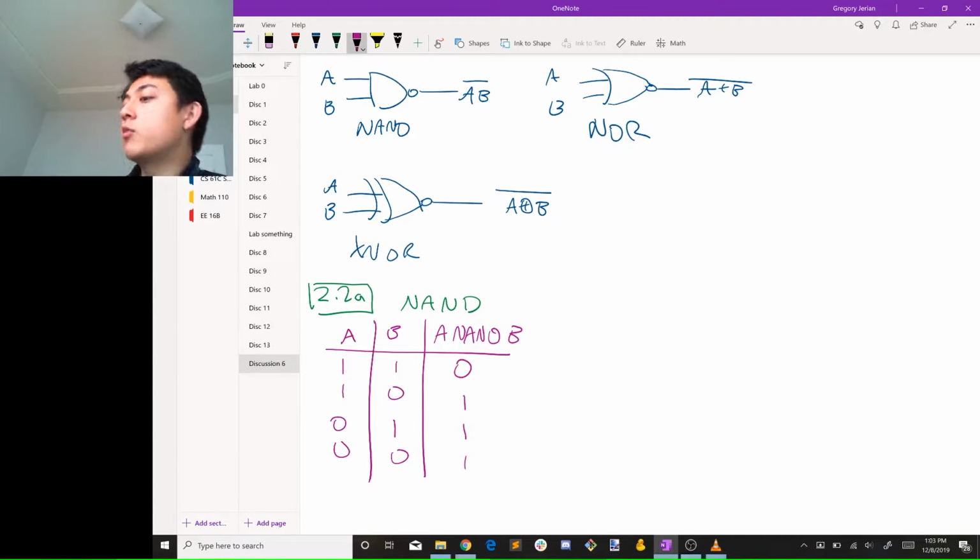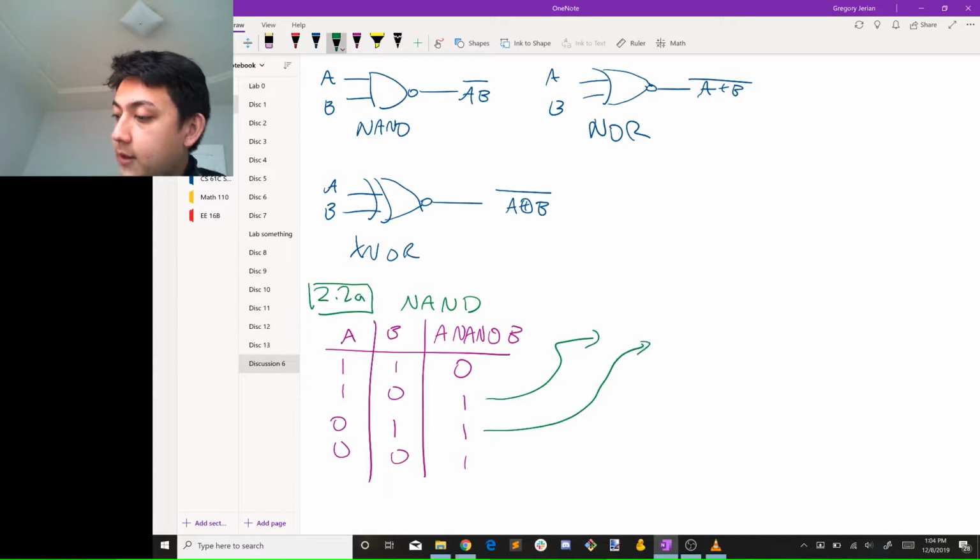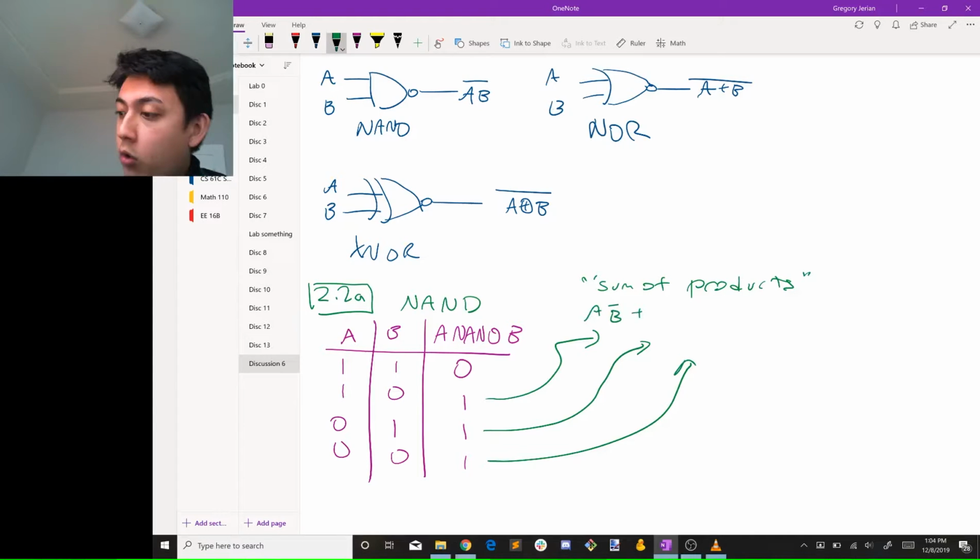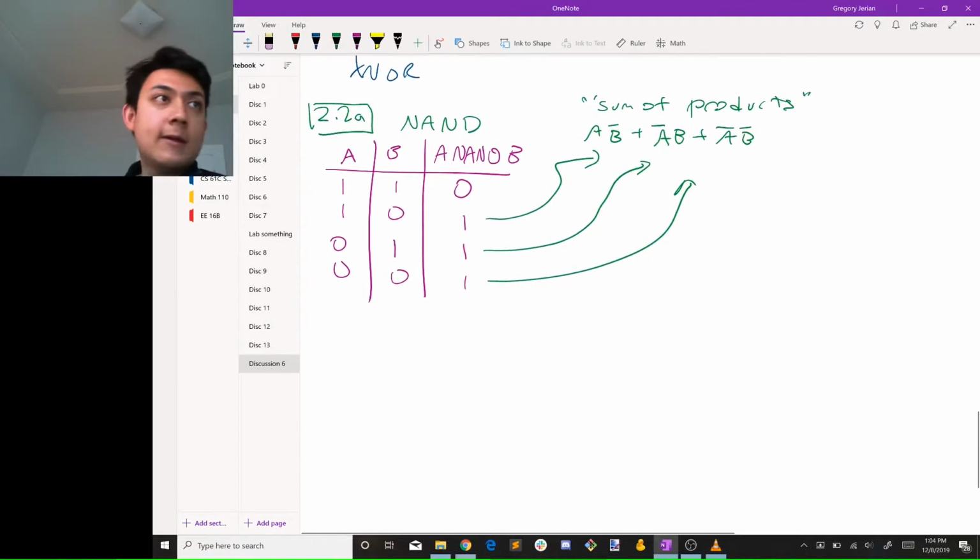To come up with a Boolean expression from the truth table, we just find all the rows where the expression is 1, which is these 3 rows. By expression, I mean this column. So I find all the rows where the expression is 1, and I sum them up. This is called a sum of products. So I get A and not B, or not A and B, or not A and not B. That's why it's called a sum of products: you have some products, which are ANDs, and you have sums of them, which are ORs. So it's a very fitting name.